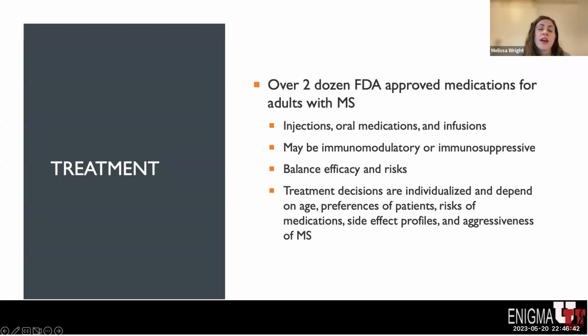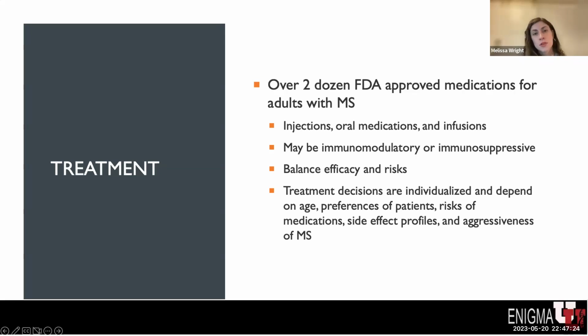We have over 24 FDA-approved medications for adults with multiple sclerosis. There has been a significant increase in recent years, and previously, years ago, we had very few treatments for multiple sclerosis. These medications come in various forms, including injections, oral medications, and infusions. They also may be immune modulatory or immunosuppressive. What we mean by immune modulatory is that the immune system is modulated in its function, which seems to reduce the risk of relapses, versus immunosuppressive medications, which actually suppress certain aspects of the immune system.